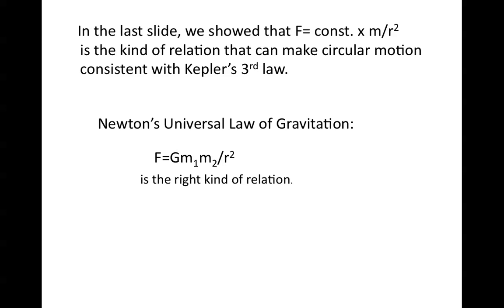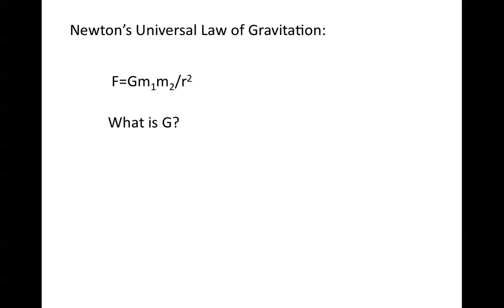In the last slide, we showed this relation. Now, Newton's universal law of gravitation is that the force is equal to a constant G, the gravitational constant, times the product of the masses of the two bodies, m1 and m2, divided by r squared, the square of the distance between them. This is exactly the right kind of relation to obey Kepler's third law.